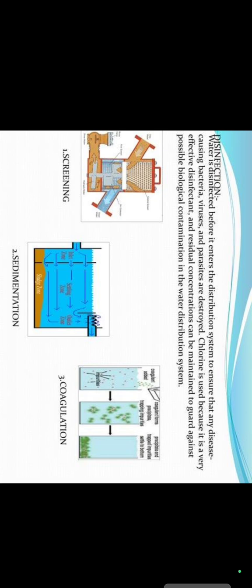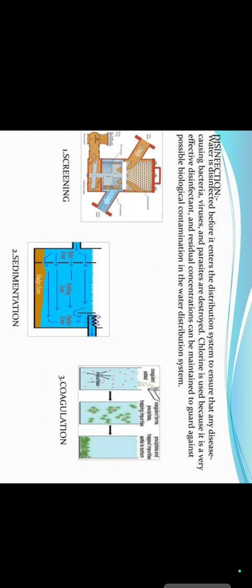Next one is coagulation. In this coagulation method, we add some chemical, that is a coagulant, to remove the impurities. Finely divided clay and silica do not settle down easily and cannot be removed by sedimentation. These impurities are removed by the coagulation method. In this method, we use certain chemicals called coagulants, like aluminium sulfate, which can be added to the water.